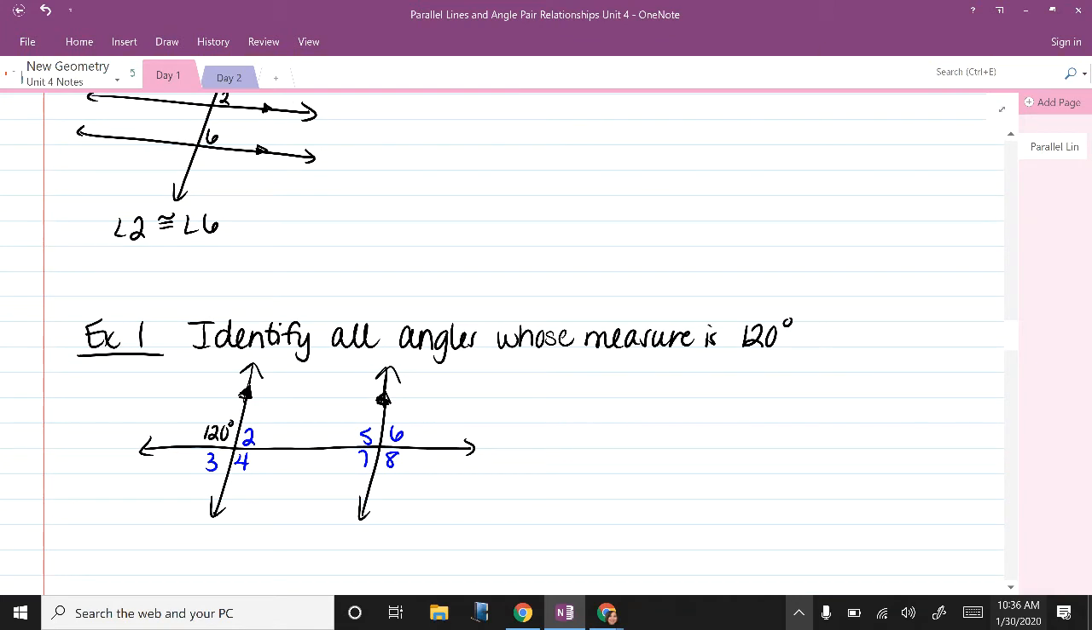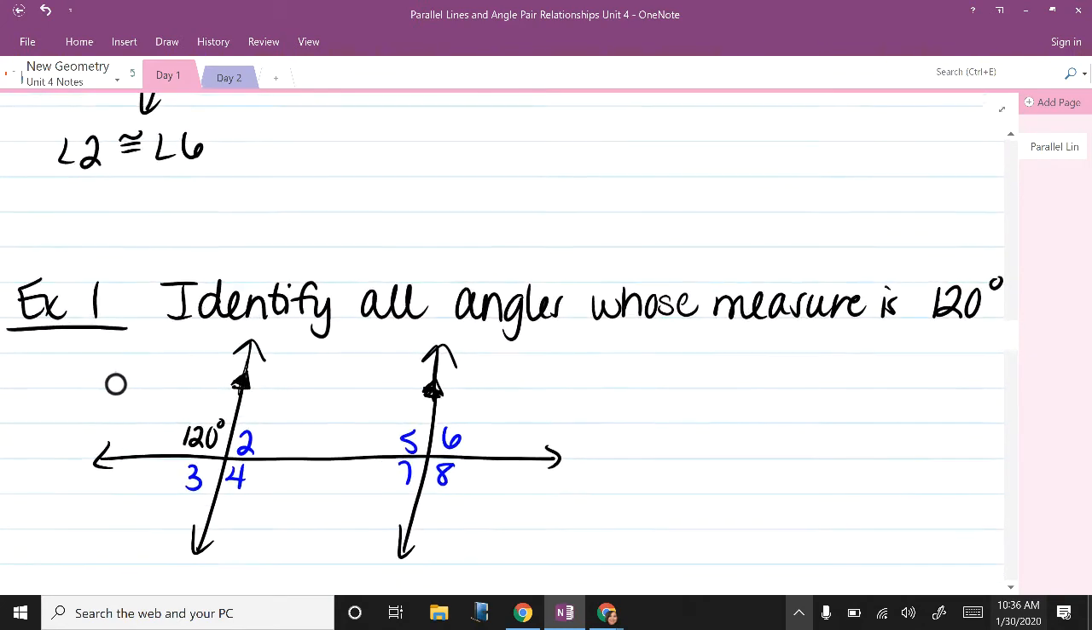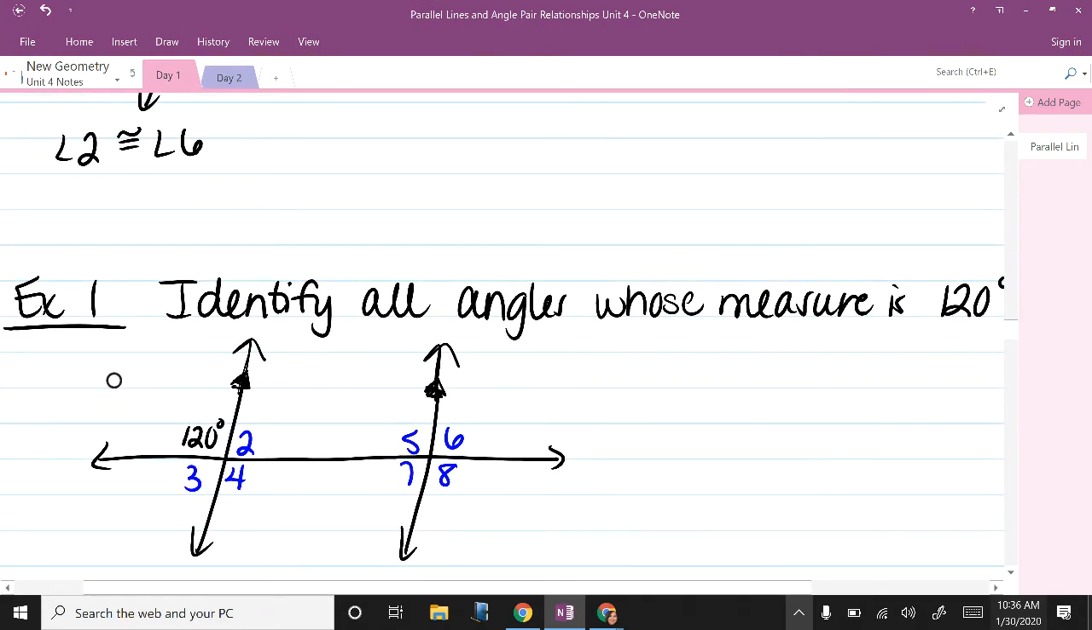Okay, an example. Y'all don't have to write this down, just do it with me up here. Can y'all see it? Do I need to zoom? Okay, identify all the angles whose measure is 120 degrees. So this angle, which would have been angle 1, is 120 degrees. Right? I just said that all corresponding angles are congruent. So what's another one that's 120 degrees? Angle 5.